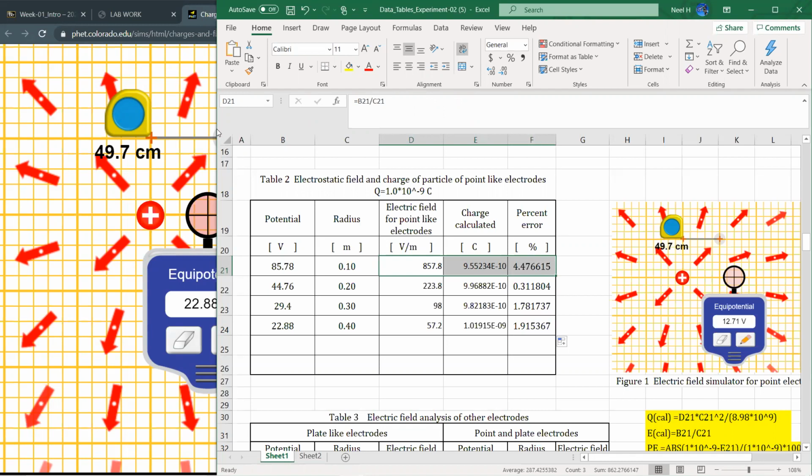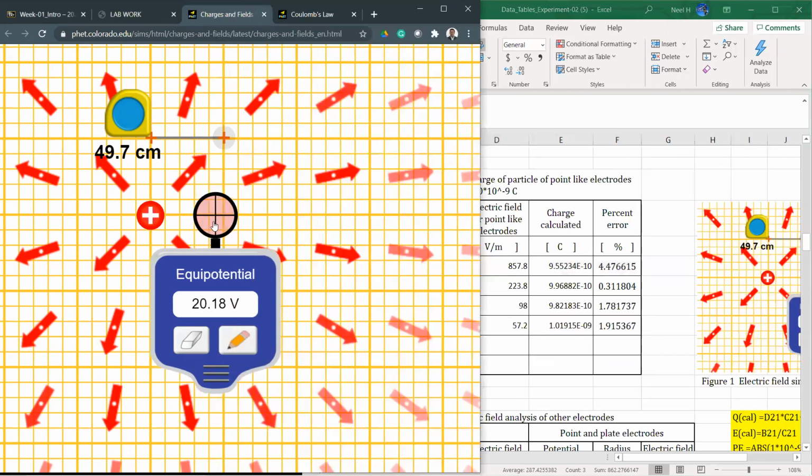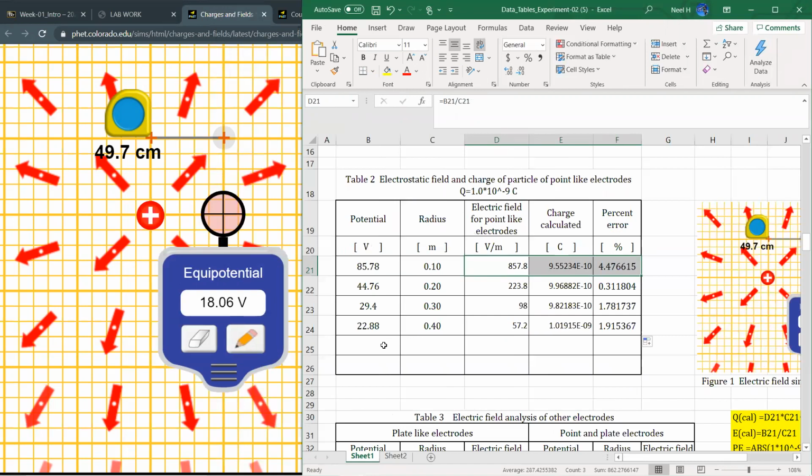All right, then let's continue to the next point. We'll take another 2 points. Then we'll go to the next table. Next point is about 18.06, and it should be about 0.5 away. Still our error is very low.